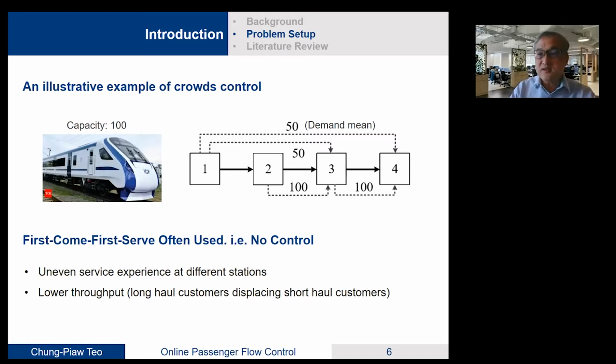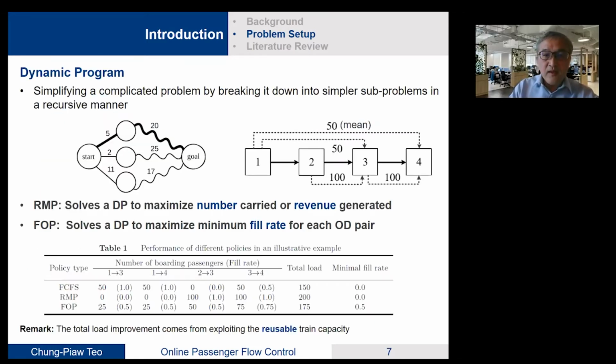So the key question is whether there's a better way to do admission control in this kind of service system with reusable capacity. And of course, how do you do it when the OD demands are stochastic and random? One way to solve this problem, especially in the stochastic sense, is to use DP techniques. You can solve this problem in many ways. One way is, assuming that the demands are deterministic, to solve a dynamic program to maximize the number of passengers carried or the revenue generated. This is what we call the RMP algo.